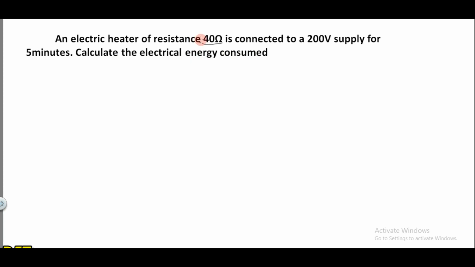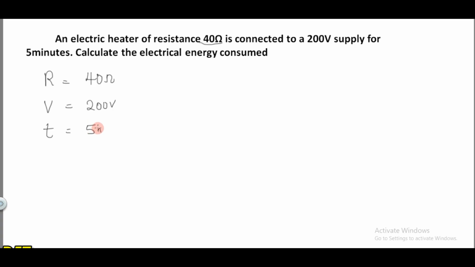So the first thing I would want to do here is to bring out the parameters. The question is an electric heater of resistance 40 ohms, so the resistance is equal to 40 ohms. It is connected to a 200-volt supply, so the potential difference V is equal to 200 volts, for 5 minutes. So the time is equal to what?